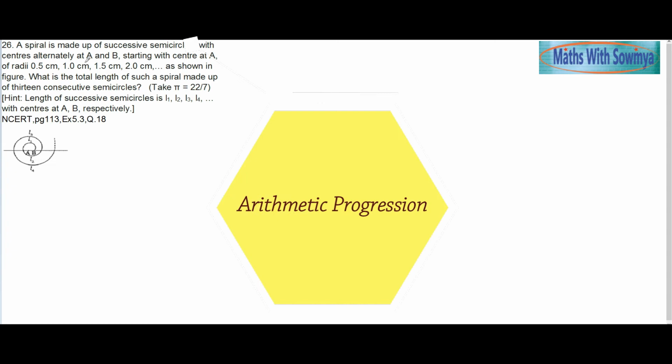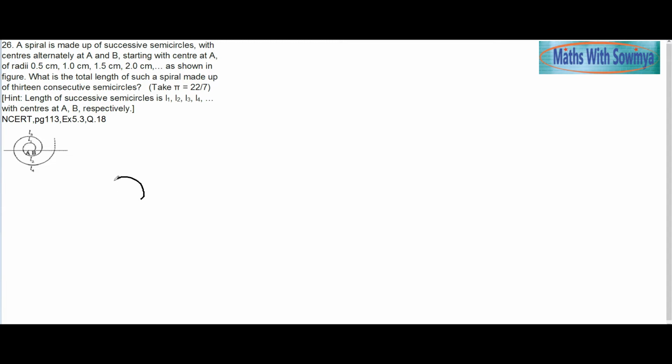This is the question where a spiral is made like this, taking A and B as the centers. Starting with A, they have drawn one semicircle. So this is one, and next this is one. Now from here to here is one, and next one again from here to here. Next one, this one. Like this, we have continuous spirals, which we can name L1, L2, L3, called consecutive semicircles.